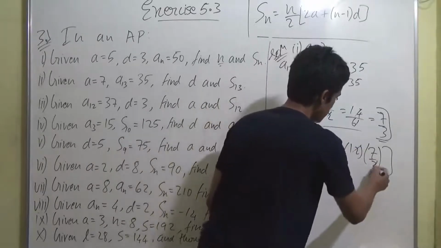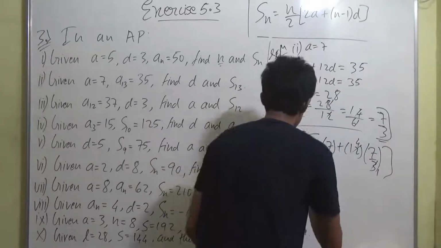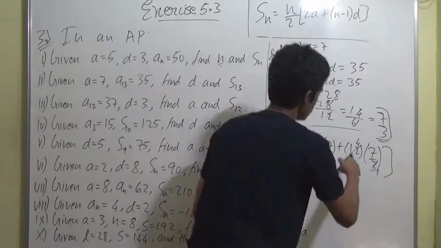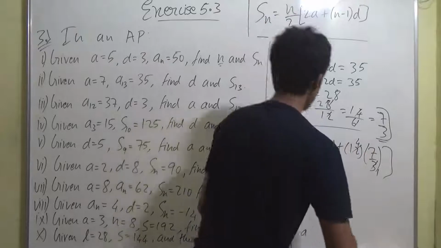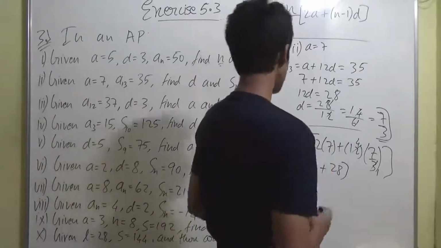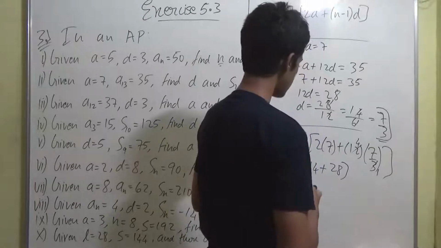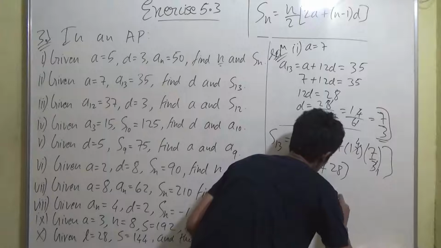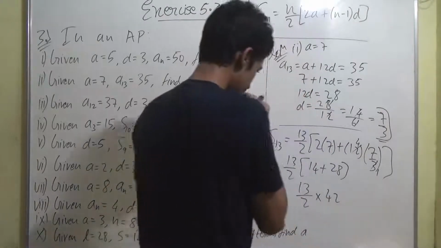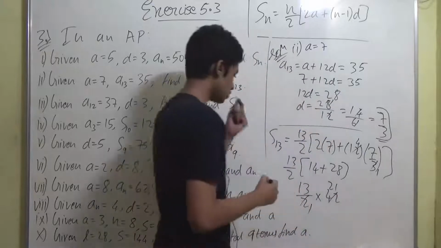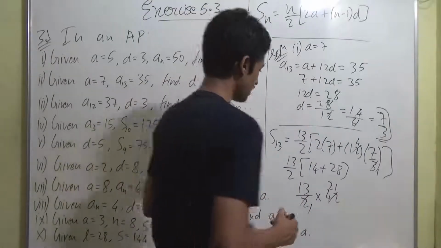This will become 3 fours are 12. So now it will become 13 by 2 into 14 plus, this will become 4 into 7, that will become 28. This will become 28 plus 14. It will become equal to 42, right? 13 by 2 into 42, right? So this will become 2 twenty-ones are 42. So now we have to do 13 into 21.